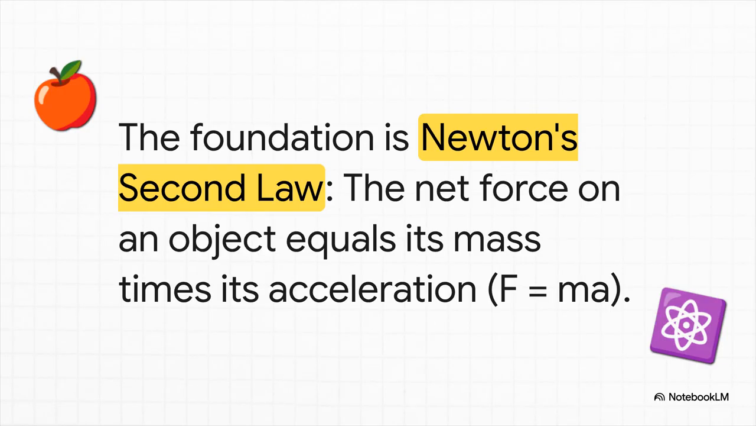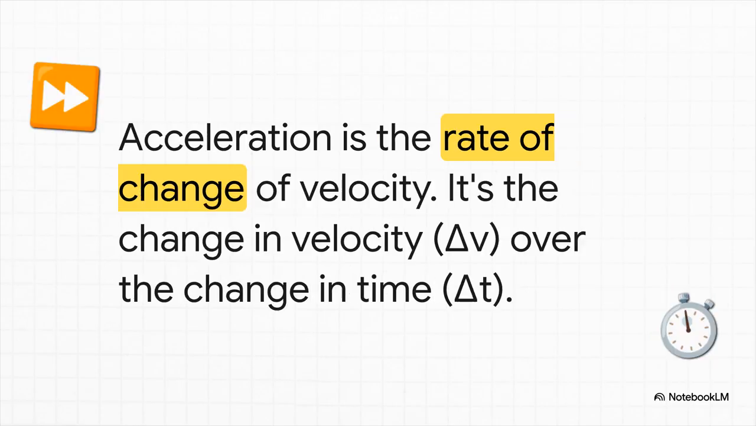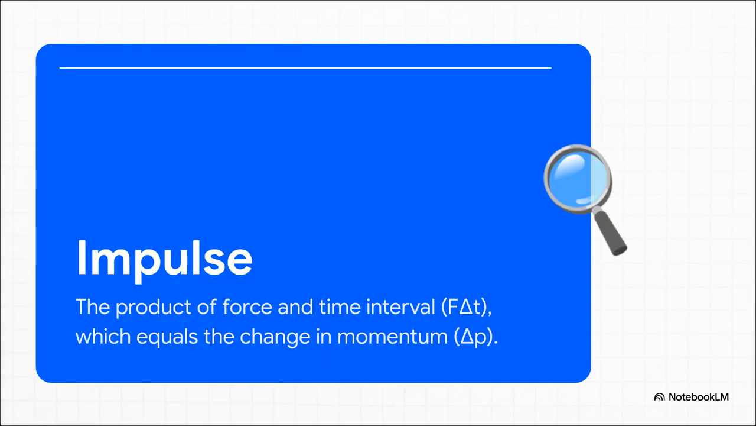Everything really kicks off with a classic, Newton's second law. You know this one. It simply states that the force acting on something is equal to its mass times its acceleration. That's our starting block. And of course, what's acceleration? Well, it's just the change in velocity over a specific period of time. We write it as delta v, the change in velocity, divided by delta t, the time it took for that change to happen.